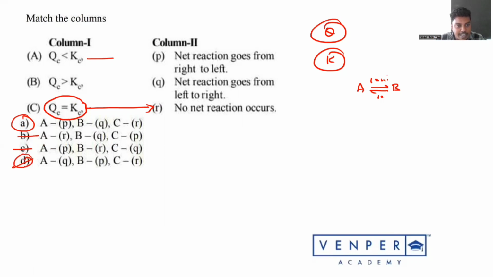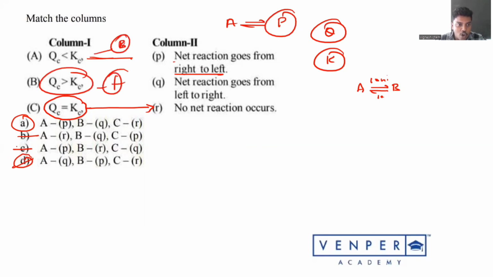In the case of option A and option D, at equilibrium K is higher. It means what? The net reaction goes from right to left. What is right to left? This is reactant, this is product, right? So right to left is a backward reaction. Therefore, option D is correct for this question.